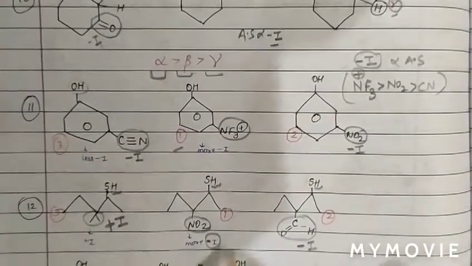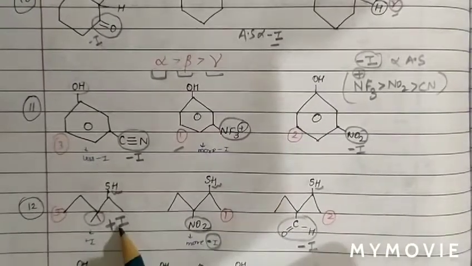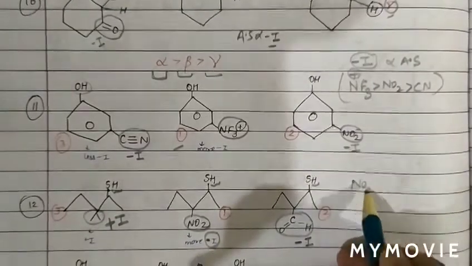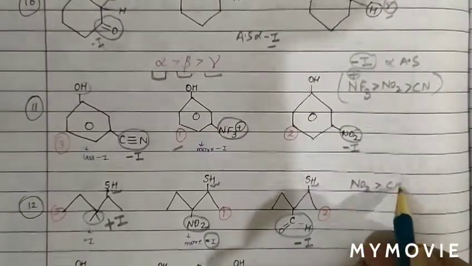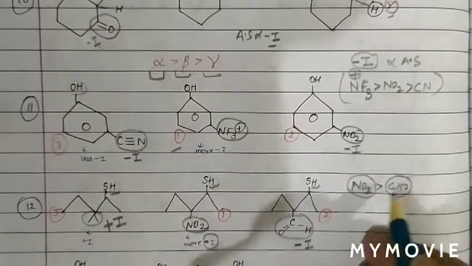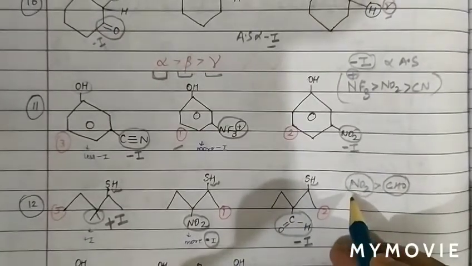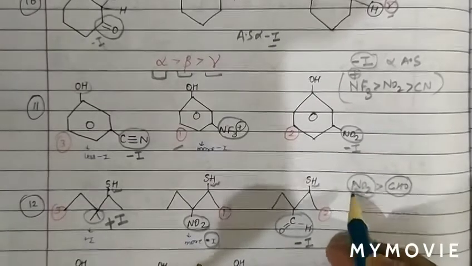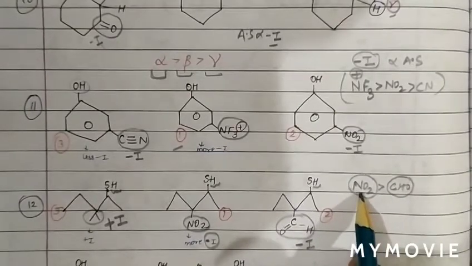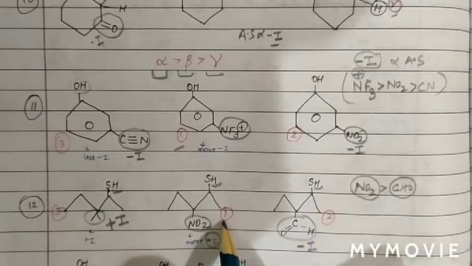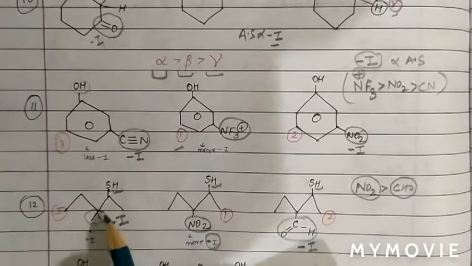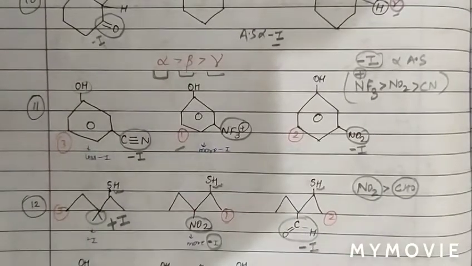And we know minus I groups increase the acidic strength and plus I group decreases the acidic strength. The minus I effect of NO2 is stronger than CHO, and minus I effect increases the acidic character. So two groups are minus I, and stronger minus I will have higher acidic strength. Therefore, the acidic strength in case of NO2 is highest at number 1, then CHO, and plus I group decreases the acidic strength, so it comes at number 3.